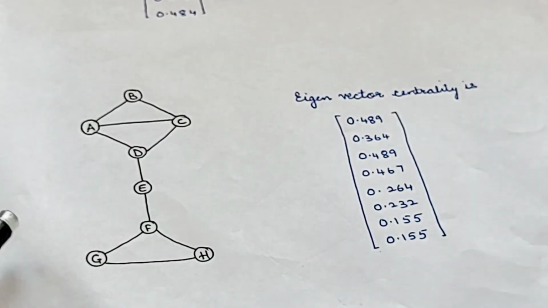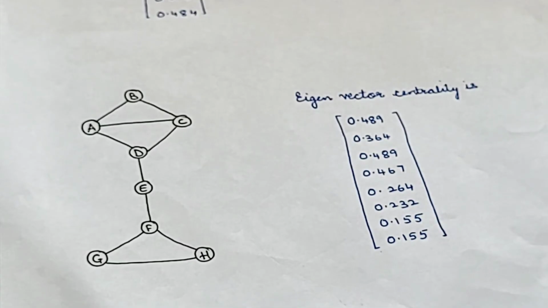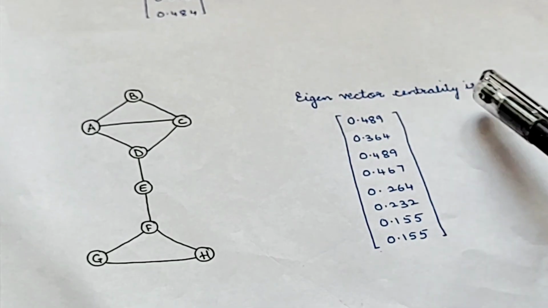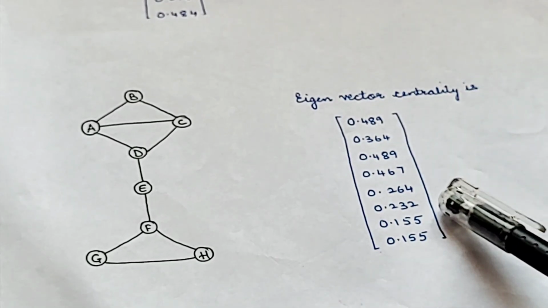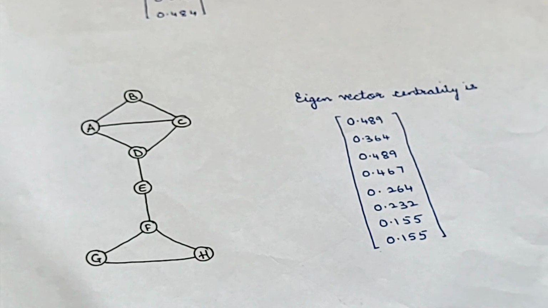For practice, you can consider this graph and find out its eigenvector centrality. I'll be giving you the answer also. We get the eigenvector centrality as this matrix after 7 iterations.